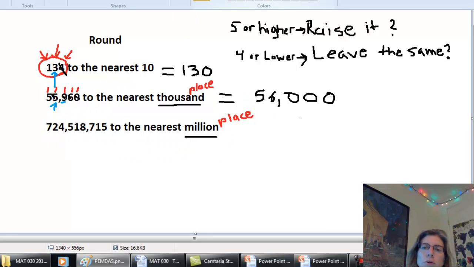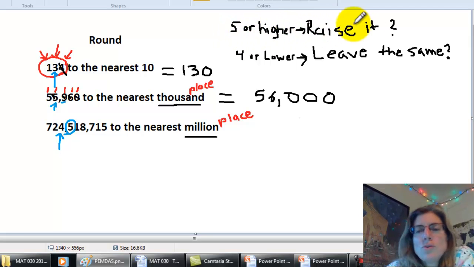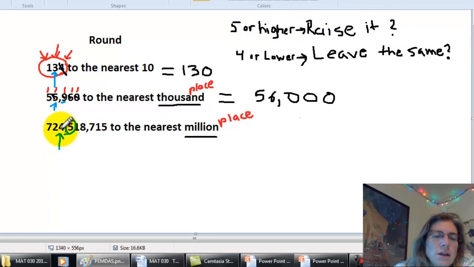Right, let's use our blue one. There's our millions place, that number 4. You look to the right, look at that number. Is that 4 or lower? No. Is it 5 or higher? Yes. So you raise the number 4. So remember, you're going to be changing the 4, and everything else changes too. So essentially all this stuff is going to change.